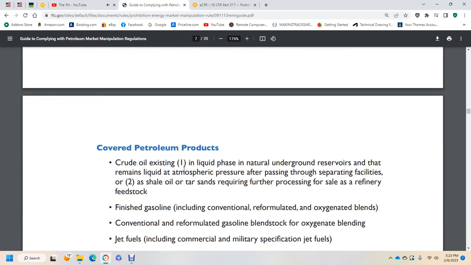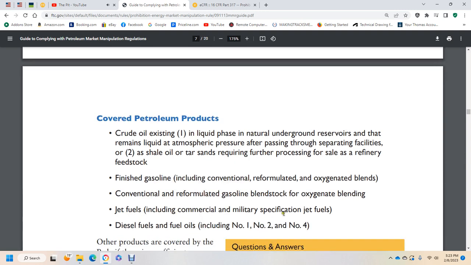Covered petroleum products. Crude oil: a mixture existing in a liquid phase in natural underground reservoirs that remains liquid at atmospheric pressure after passing through separating facilities, or shale oil or tar sands requiring further processing for sale as refinery feedstock. Finished gasoline, including conventional, reformulated, and oxygenated blends, conventional and reformulated gasoline blendstock, and oxygenate blending. Jet fuels, including commercial and military specification jet fuels. Diesel fuels, including number 1, number 2, and number 4 fuel oil.